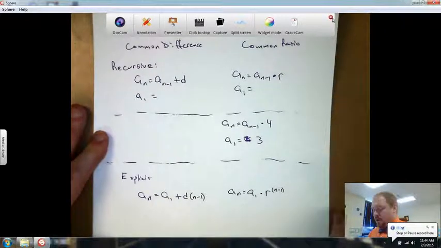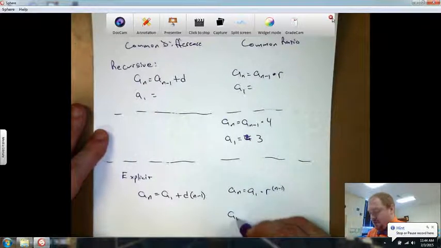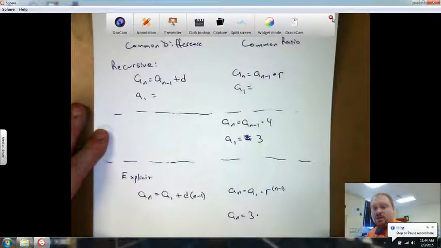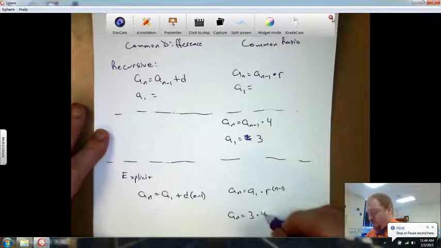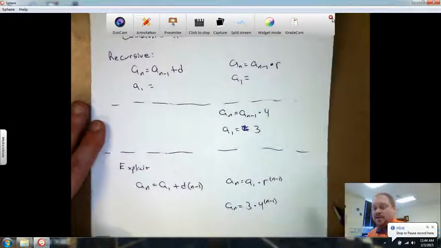So, for this particular example, a sub 1 is 3. So, I could say a sub n equals 3 times our common ratio, which is 4, to the n minus 1 power. You do not multiply these together. This is finished.